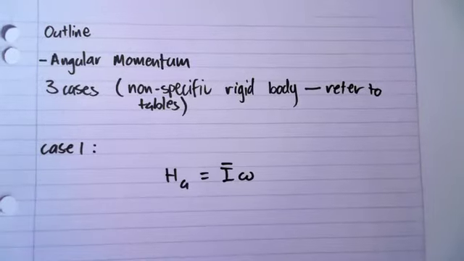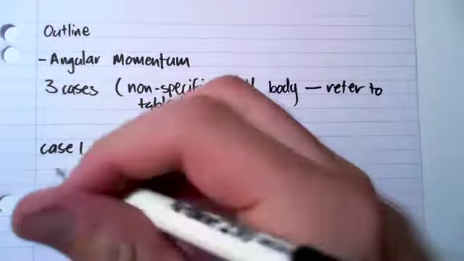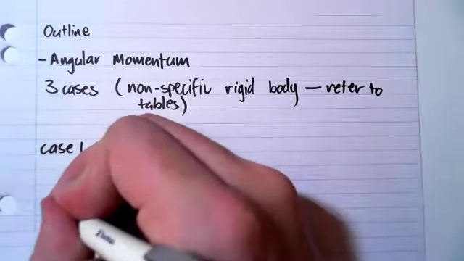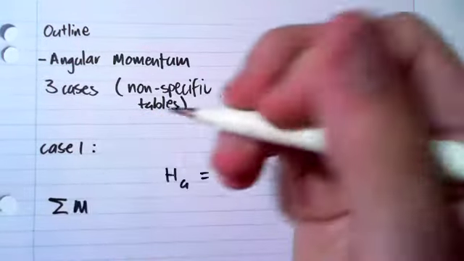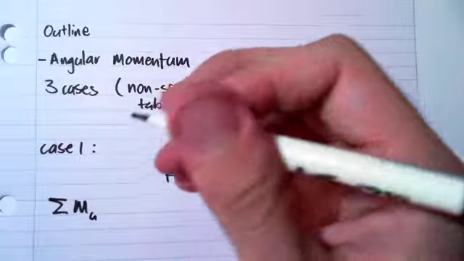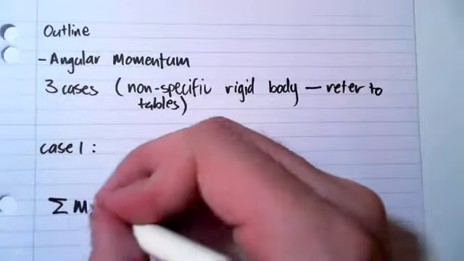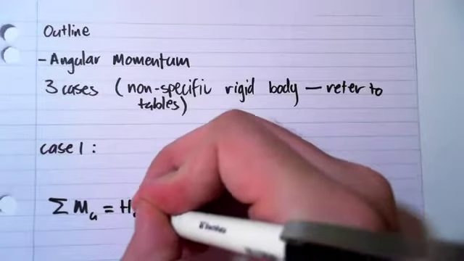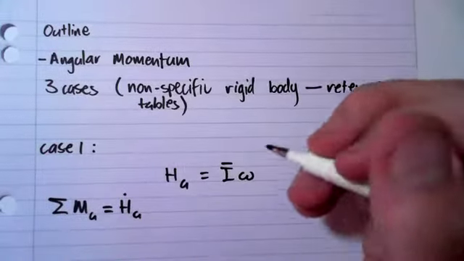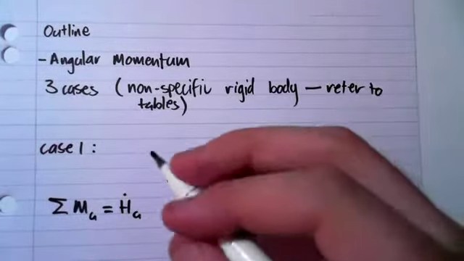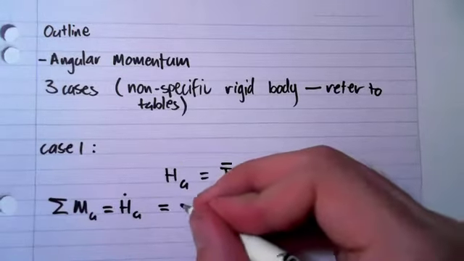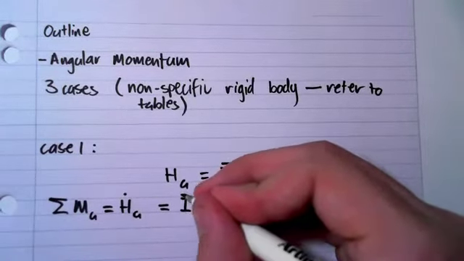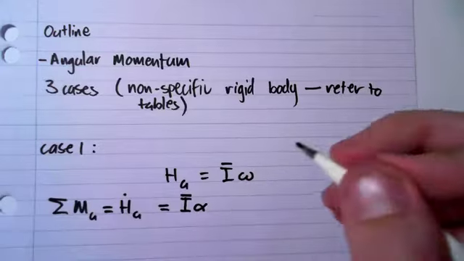Okay, so we'll look at the sum of the moments first. The sum of the moments about the center of mass we know to be the time rate of change of angular momentum. But since our I bar value is a constant, we then end up getting I bar alpha.